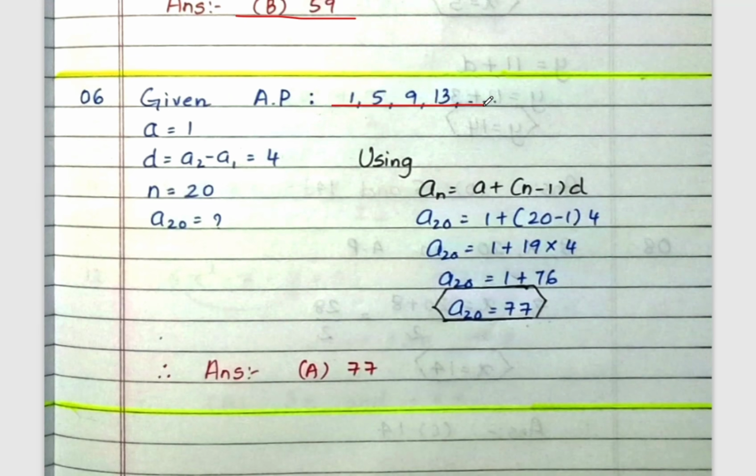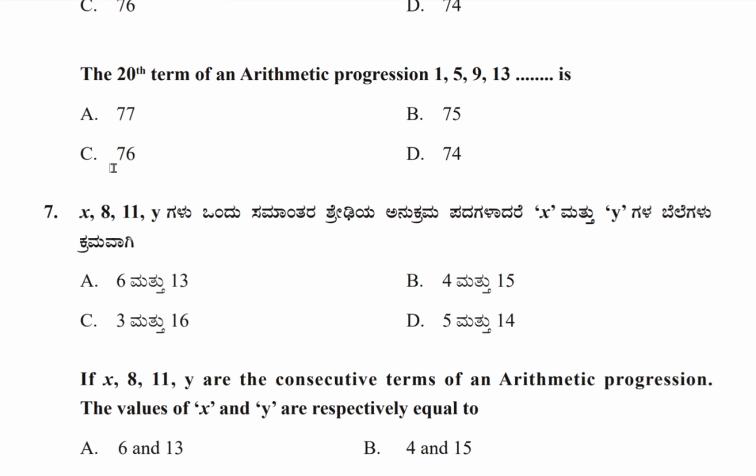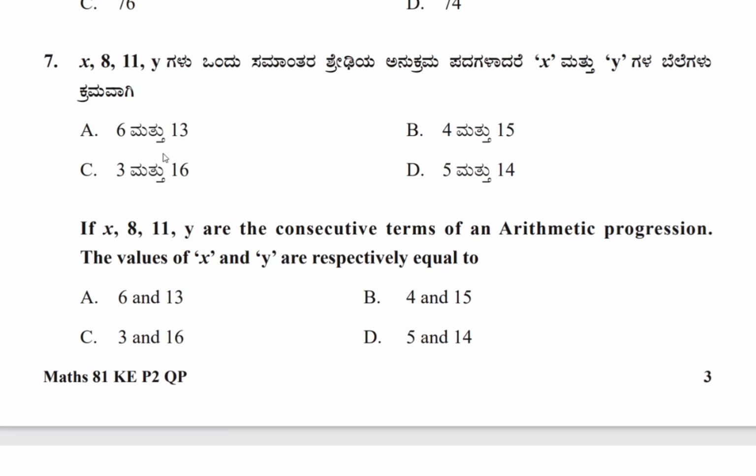Find out the first term, which is a equals 1, and common difference a2 minus a1, we get 4. n equals 20, we need to find out a20 by using the nth term formula. An equals a plus n minus 1 into d. Substitute all the values a, n and d, we get a20 as 77. Therefore, the correct answer is option A, 77.